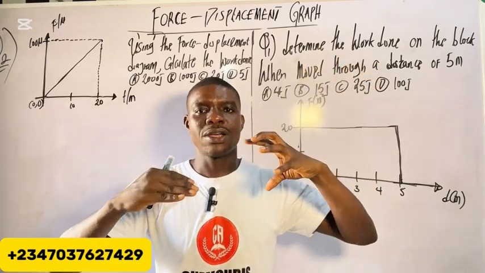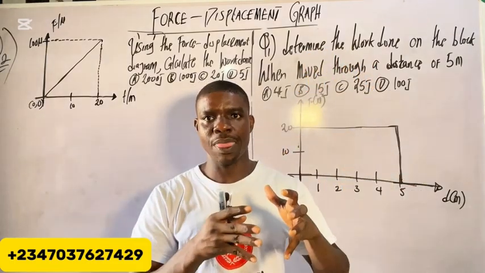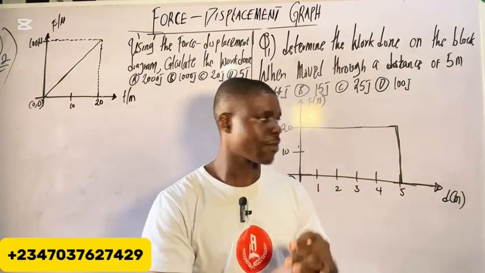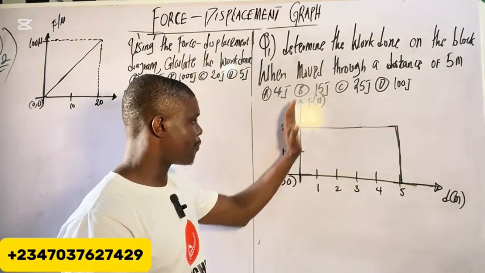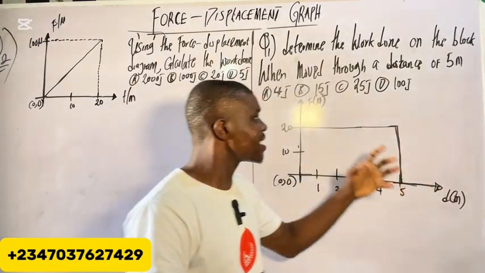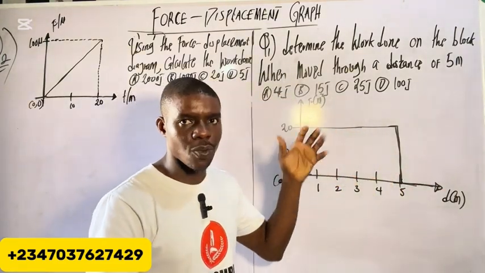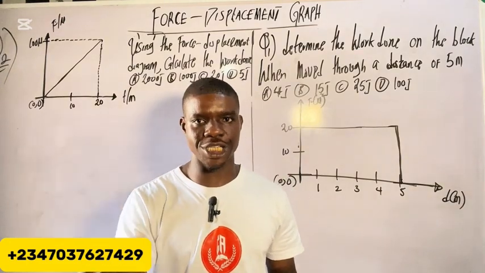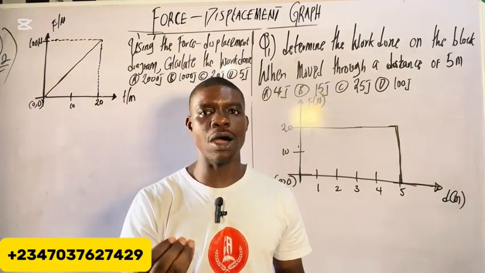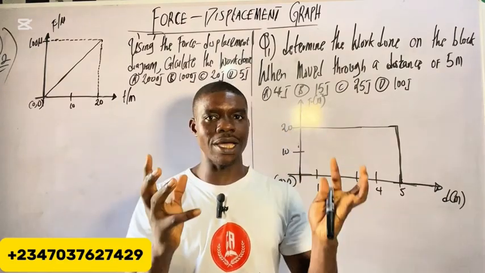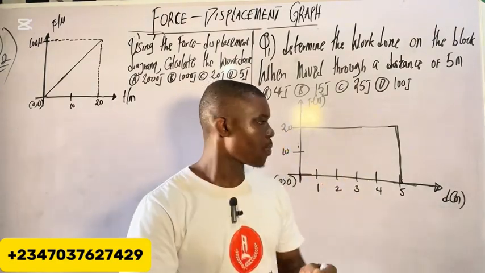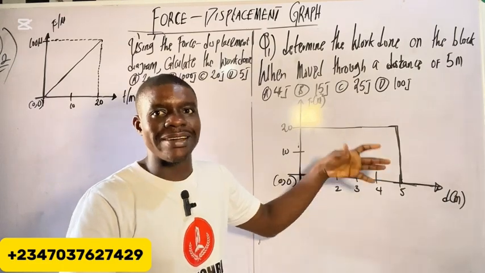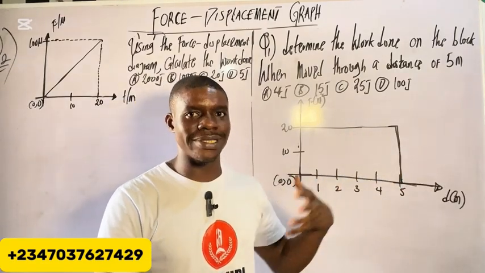Now, when a graph is given to you, first of all, you have to look at the shape of that graph. If you look at the first one here, you have our force, you have our distance. So they are asking you to look for the work done. How do you calculate the work done? The work done is the area of that shape of the graph, because when you draw it, you're going to have a shape. For example, what is the shape of this graph here? It's a rectangle.